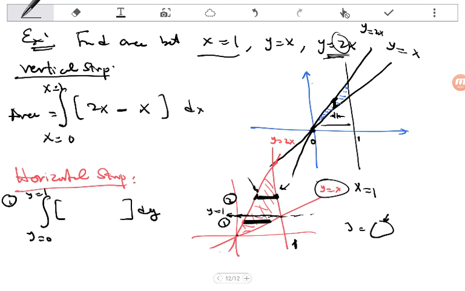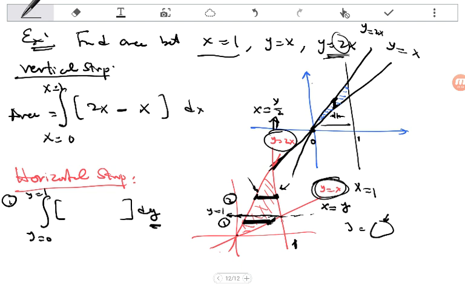I just need to now state the length of the strip. What is the length of the strip here? It is the right curve minus the left curve. But remember, I need to express any of these curves as a function of y. So this curve, I express it like this: x is equal to y. And I will express the other straight line, instead of saying y is equal to 2x, as x equals y over 2.